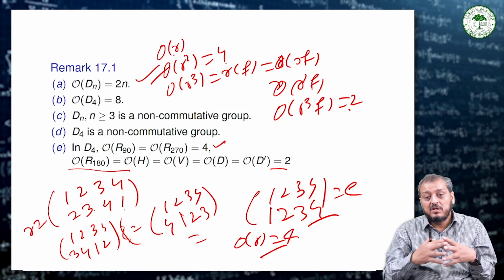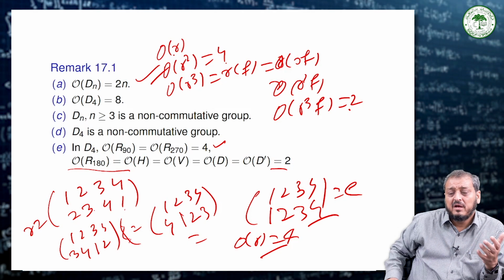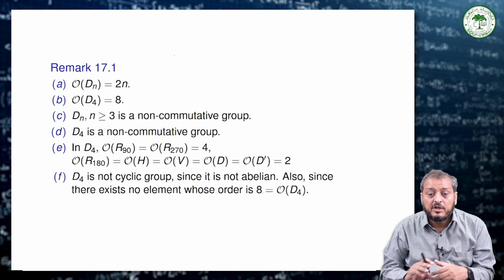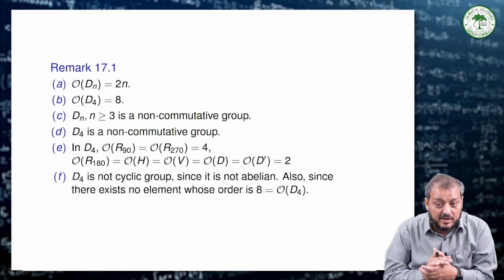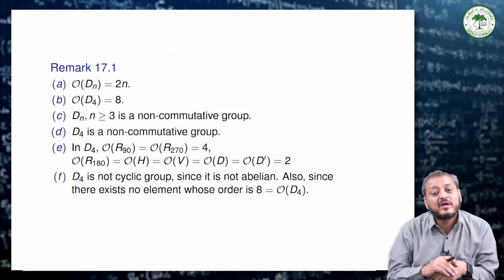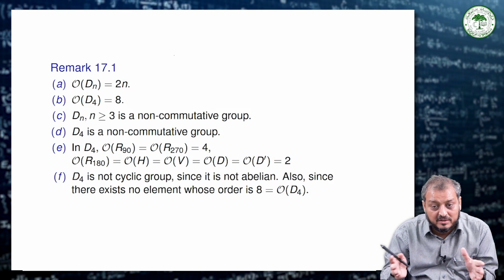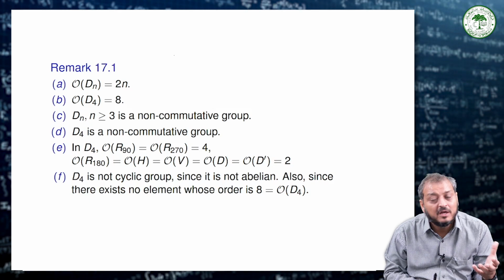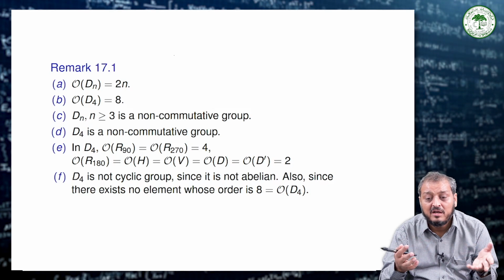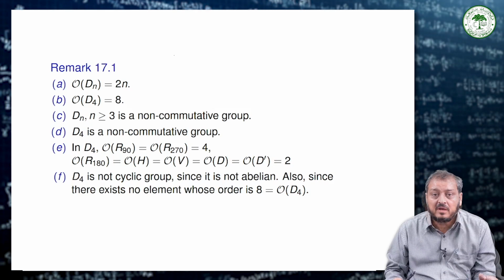The order of R to the power 3 is equal to 2, and similarly the order of F square. You can solve it, the order of all these elements is 2. Now D4 is not cyclic since it is not abelian, and also since there exists no element whose order is 8. So clearly D4 is not a cyclic group, because the first condition is not met: it is not abelian. If it were cyclic, then there must be an element of order 8, and D4 has no element of order 8 in this case.